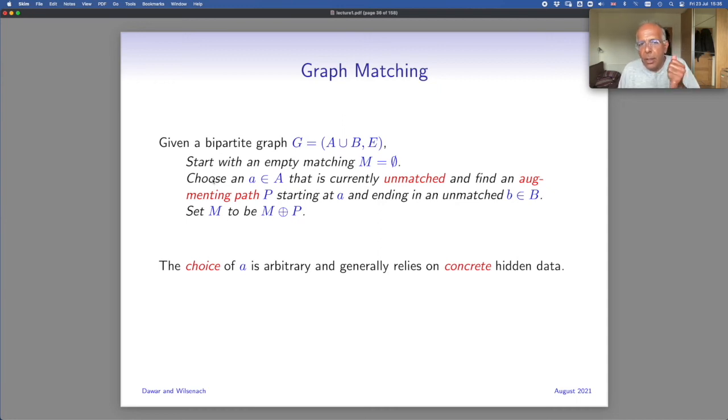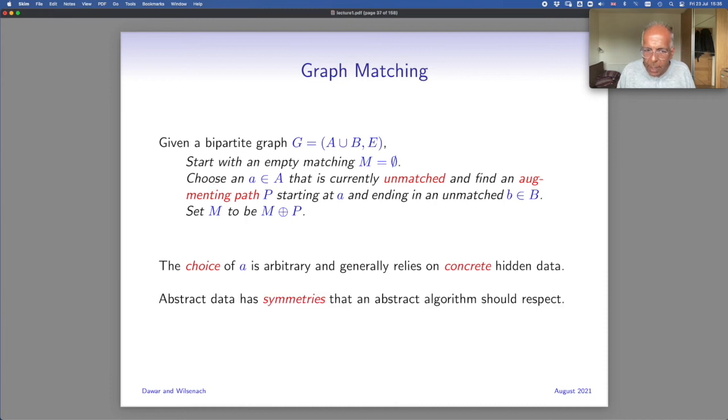When you do that, you're breaking the abstraction, in the sense that as far as the graph is concerned, all vertices are the same. To use the ordering in a list in order to treat them differently is what I call relying on concrete hidden data rather than just the abstract form of the data structure, which is the graph. The way this gets expressed, the way we think about it, is that abstract data has symmetries that an abstract algorithm should respect.